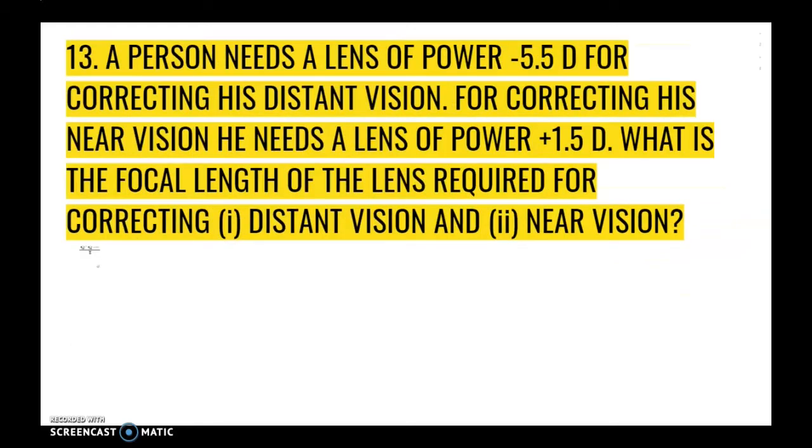A person needs a lens of power minus 5.5 diopter for correcting his distant vision. For correcting his near vision, he needs a lens of power 1.5 diopter. What is the focal length of the lens required for correcting distant vision and near vision?